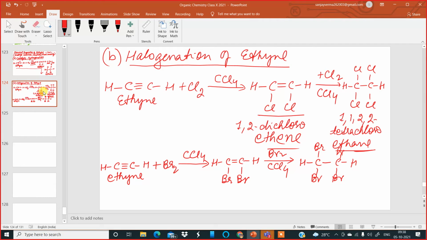So this compound is called 1,1,2,2-tetrabromoethane. Now this one is called 1,2-dibromoethene. Okay, so this is the second reaction for the halogenation of ethyne.